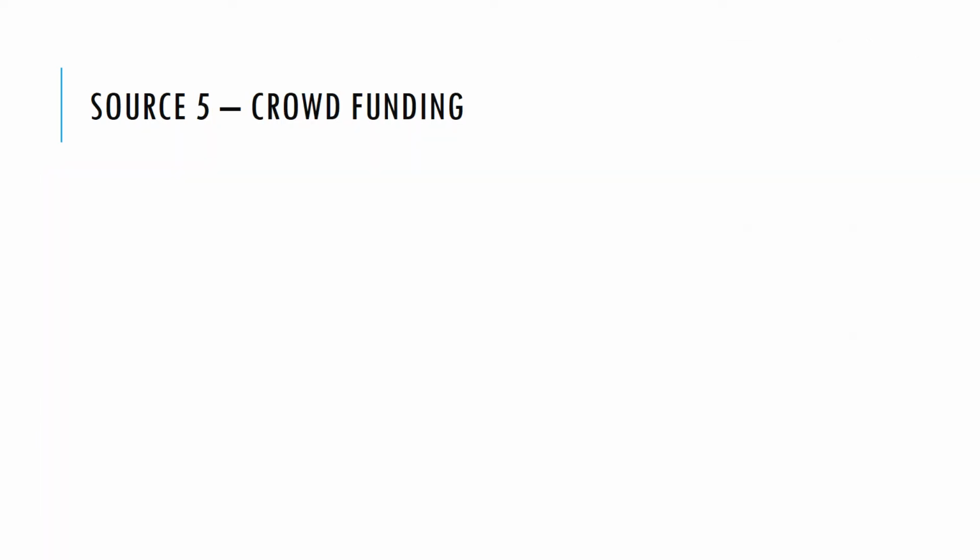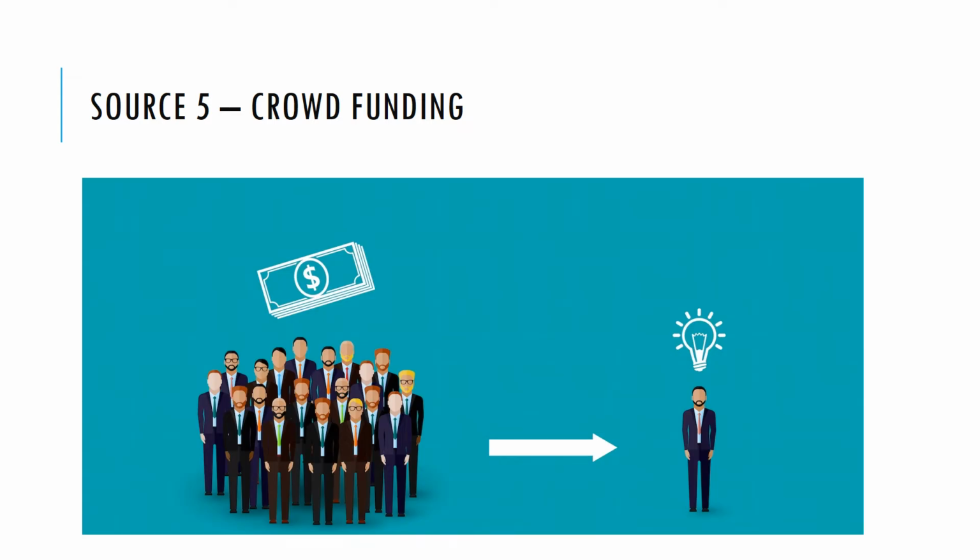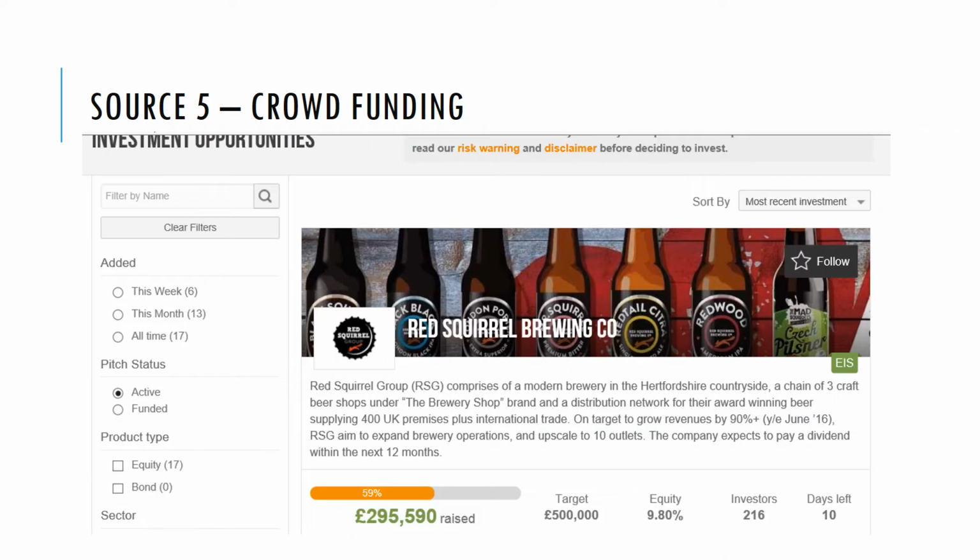Okay, our last source is crowdfunding, and this involves getting finance from a crowd of people through to an individual entrepreneur or business who have set up. Here is a good example. Again, this takes place on the internet. This brewing company have placed a summary of their business and some key information on this website, and they are trying to raise £500,000, and they are trying to raise that by selling 9.8% of their business.